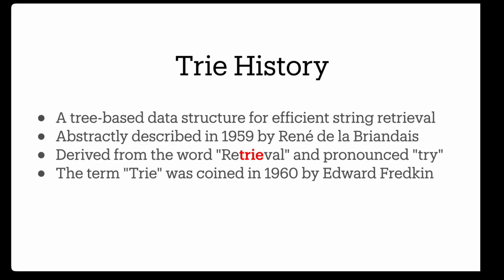In 1959, René de la Briandais abstractly described the trie. It's derived from the word retrieval, but we pronounce it like try because we don't want to confuse it with other trees such as the binary tree or the search tree. The term trie was first coined by Edward Fredkin in 1960.